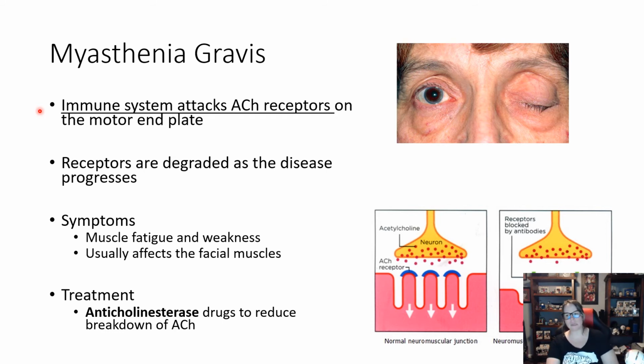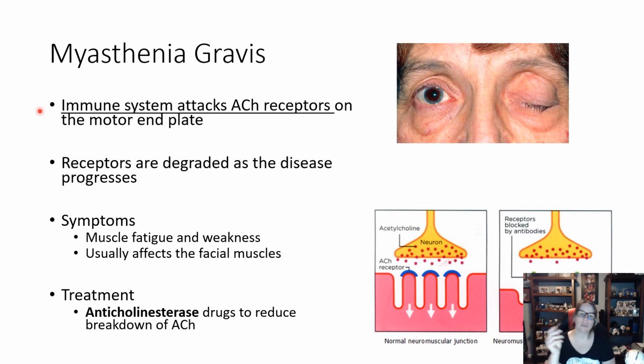So what happens is you're not getting enough of a stimulus to trigger a strong enough action potential to get that muscle to work. So you typically see things like weakness and fatigue in facial muscles. It can affect the eye muscles. Eyelid drooping is a very common sign of myasthenia gravis.